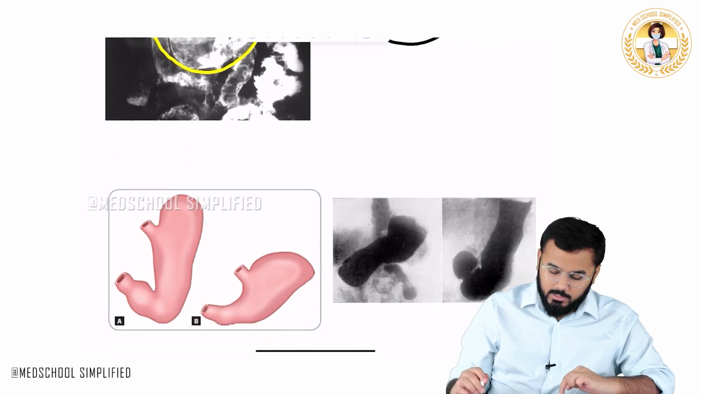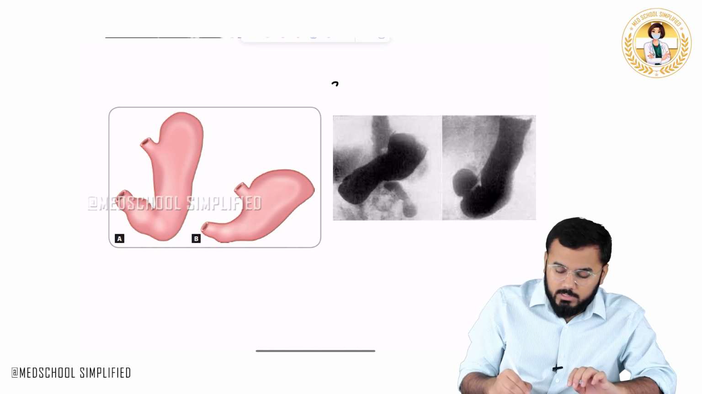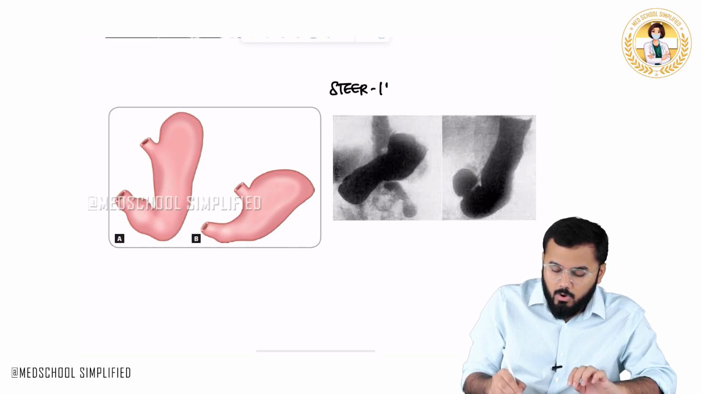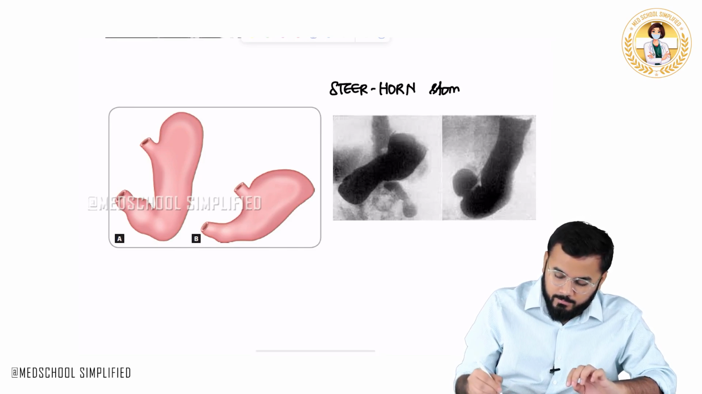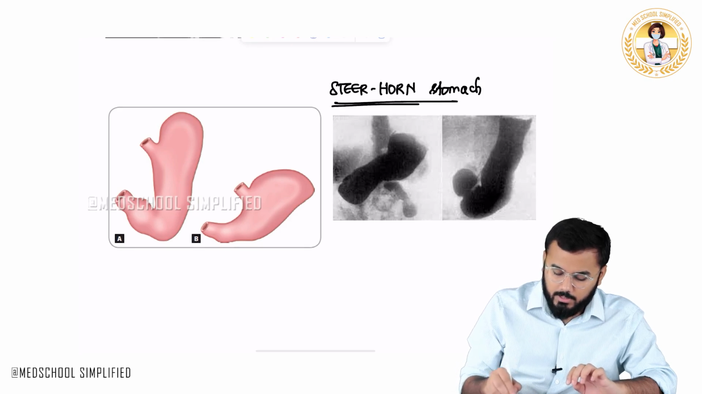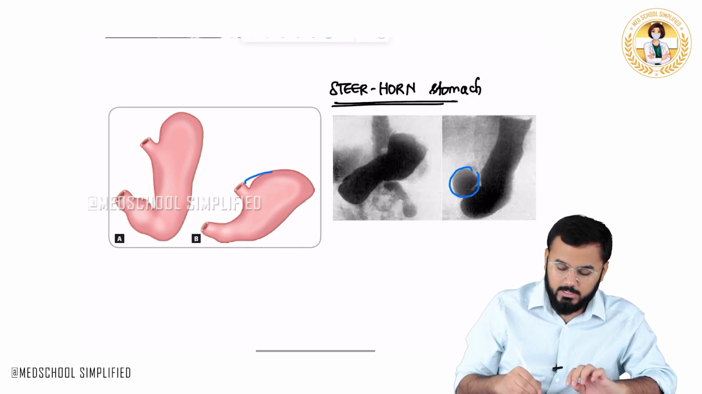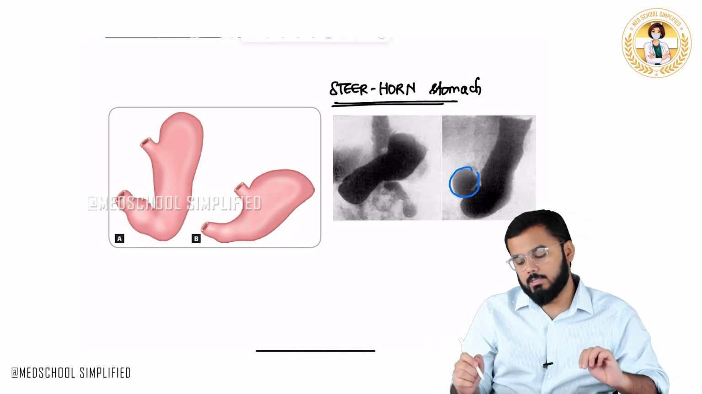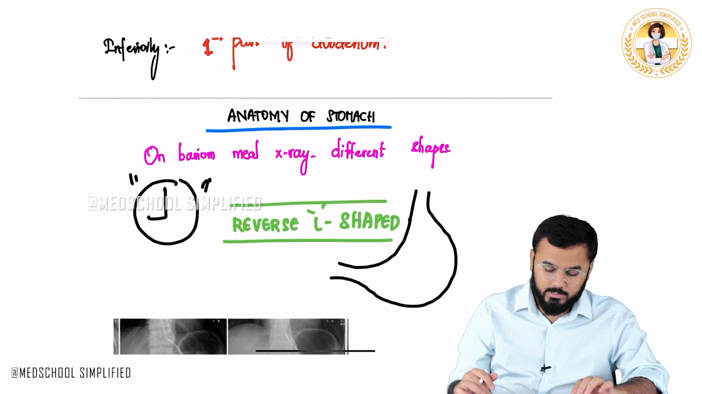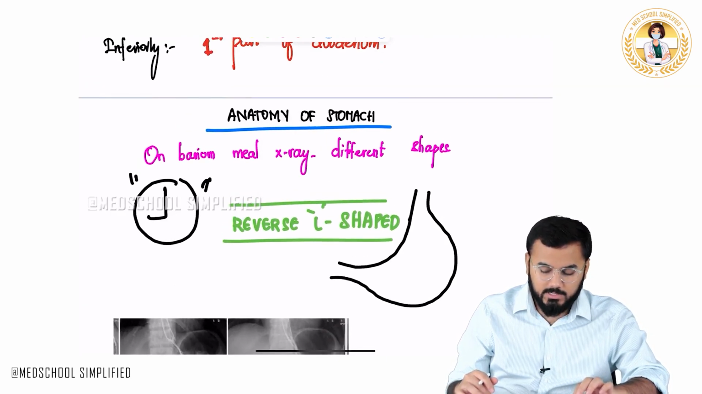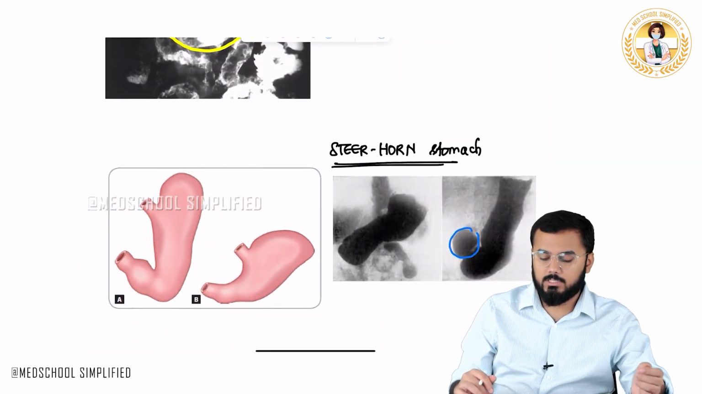Now after this, the stomach which you can see here is called a steer horn stomach. What is this? This is called a steer horn stomach. So this is the horn which you can see here, right, and this is the steering which you can see. So this is a steer horn stomach. These are a few important varieties of stomach. What are the important varieties? One is the reverse L shaped stomach, next we have discussed the J shaped stomach, then the semilunar stomach and the steer horn stomach.